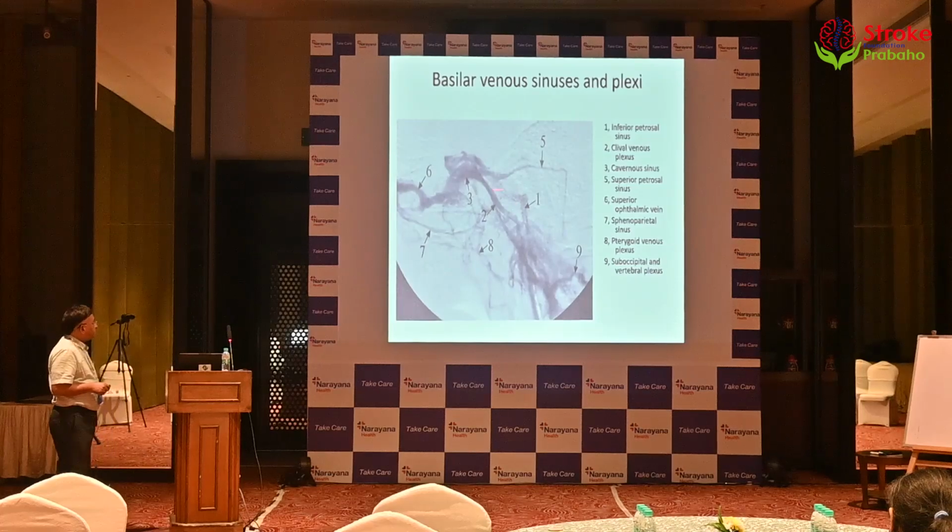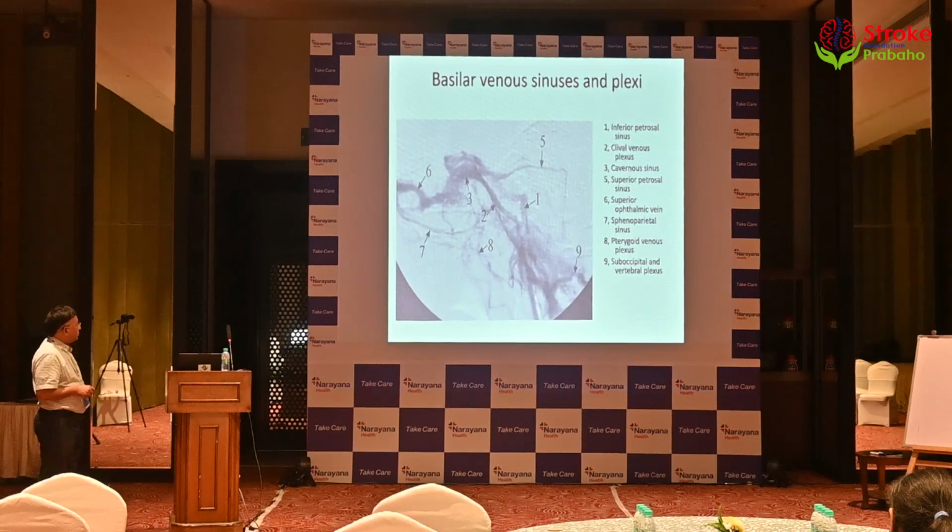So this is the angiogram. This is the cavernous sinus. This is the superior petrosal sinus. This is the inferior petrosal sinus draining to the internal jugular vein. This is the clival venous plexus. This is the superior ophthalmic vein, and this is the sphenoparietal sinus.